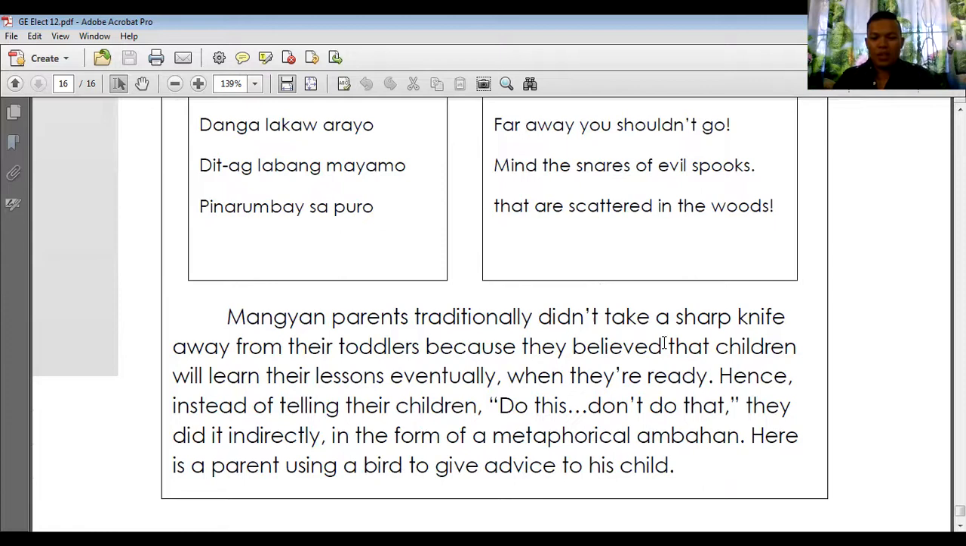So, instead of telling their children, do this, don't do that, they did it indirectly in the form of metaphorical ambahan.